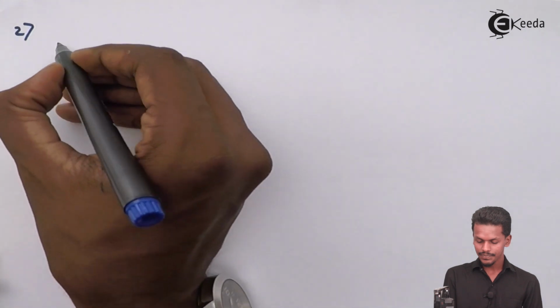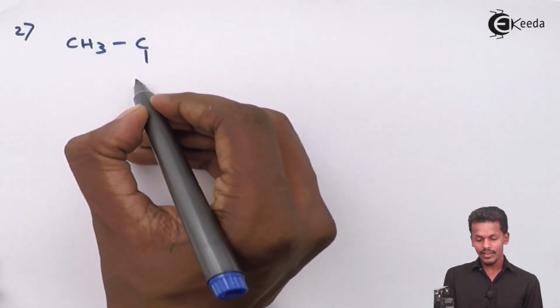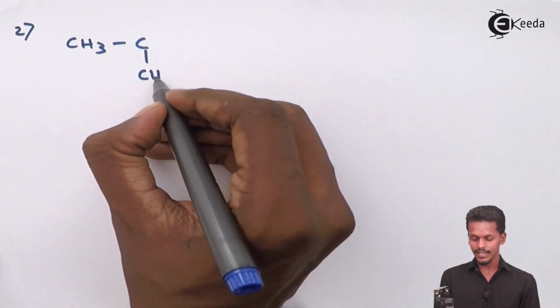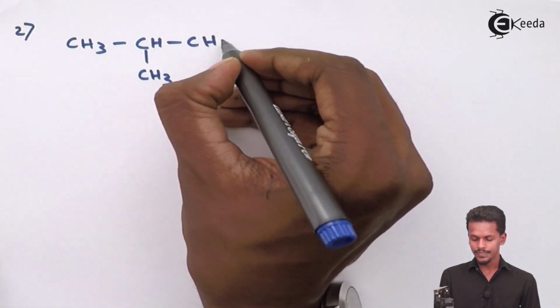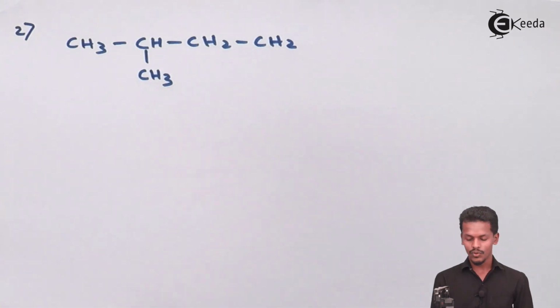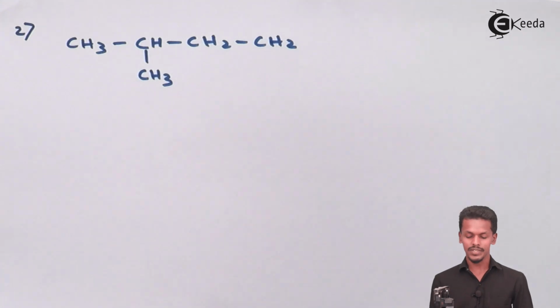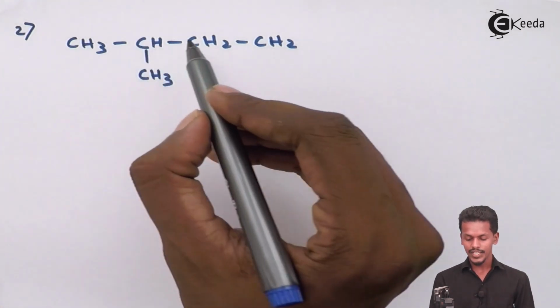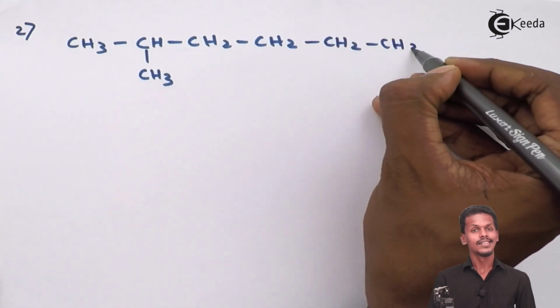So the structural formula for the second isomer would basically be CH3, C, and here we get a first branch, in terms of CH3, then CH, CH2, CH2, and overall the carbon atoms should be 7. Since one carbon is in the branch, the straight chain would consist of 6 carbon atoms. So therefore 1, 2, 3, 4, 5, and here it is 6.